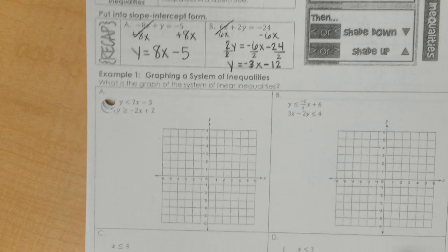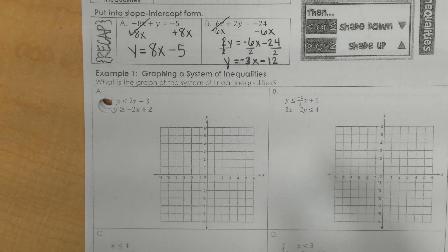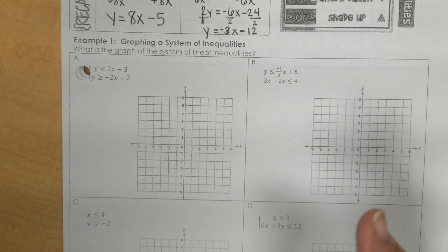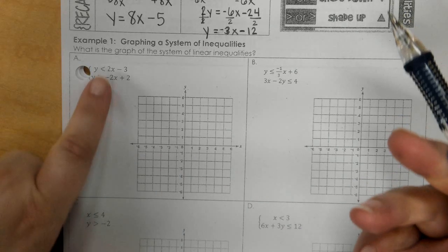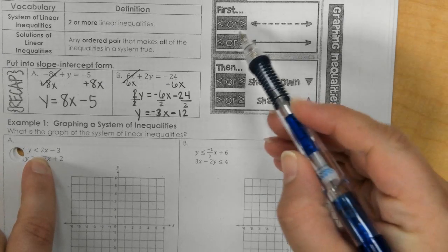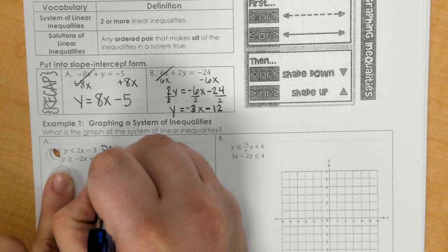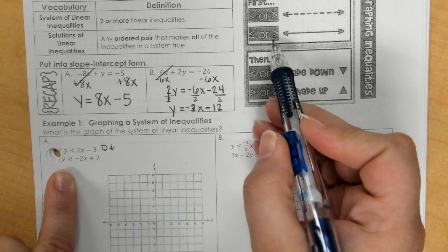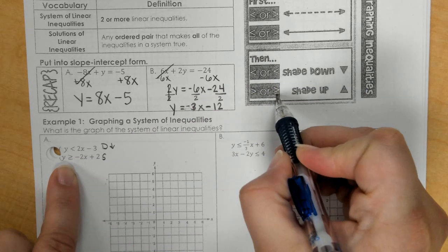Alright, so in the first example, you might want some colored pencils for this, if that helps you just kind of see the different shading processes. So for the first one, we have y is less than. Less than means that you shade down, and also here less than is a dashed line. So I have a dashed line, and I'm going to shade down. For greater than or equal to, so right here, I would have a solid line, and since it's greater, I would shade up.